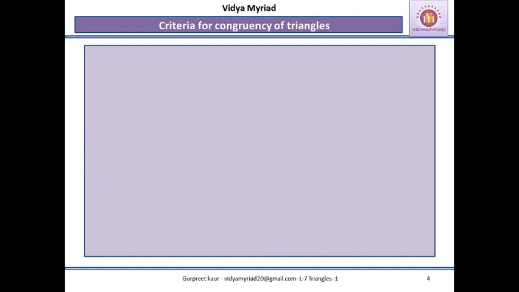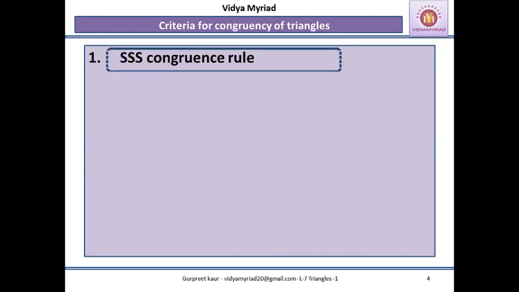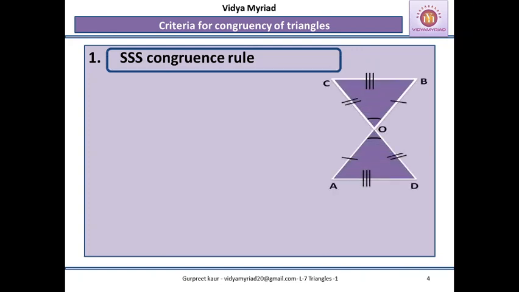Let us begin with the first rule, that is known as SSS congruence rule. SSS means side, side, side. There should be 3 sides. All the 3 sides should be the same. In that case, the triangles will be congruent.